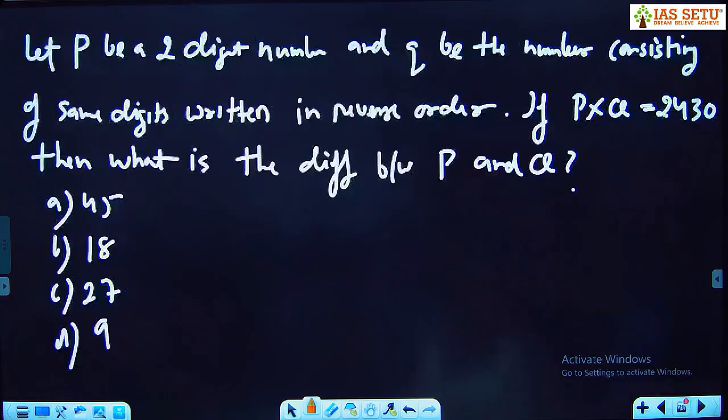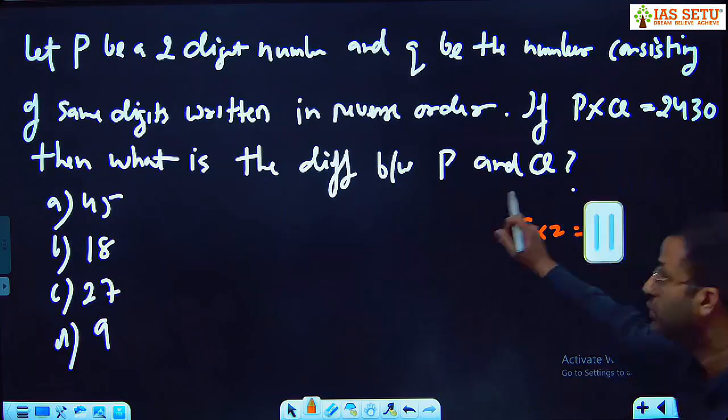Next question. You have to use both concepts we have learned today: the number of zeros concept, where 5 and 2 together give you 0, and, as I told you yesterday, in a multiplication when we have at least one 5 multiplied with an even number, it gives you 0 at the end. You have to use that concept also in this question.